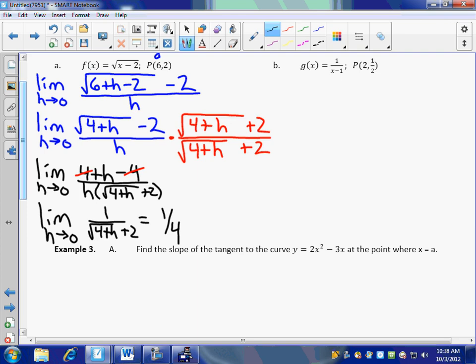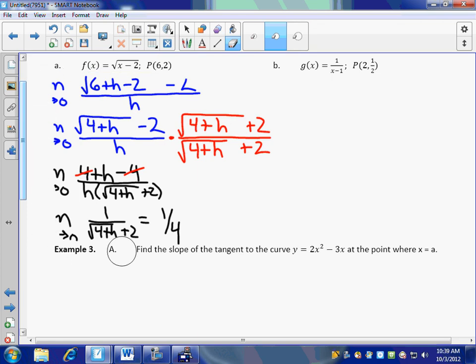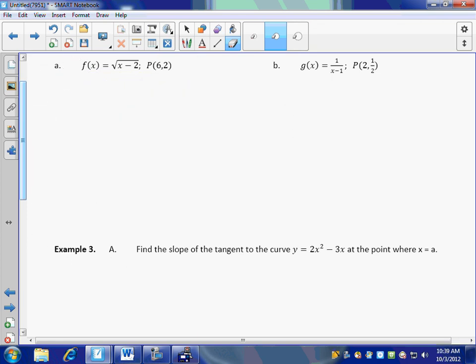So first we did polynomials. All polynomials will work out like the first two problems. Now we did a square root function. Square root functions will work out like this. But rational functions, that's a little bit different beast. So let's try that one, and that will probably be about enough for the day. So we'll probably do example 3 tomorrow.